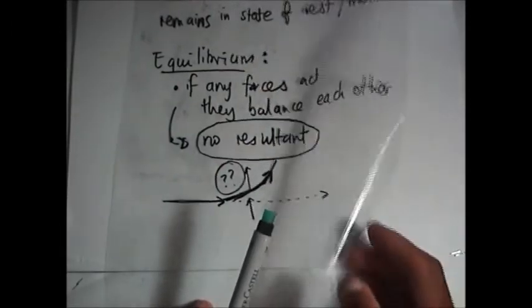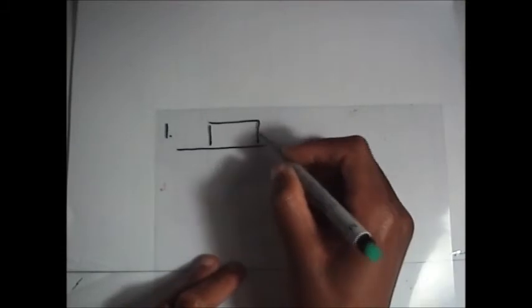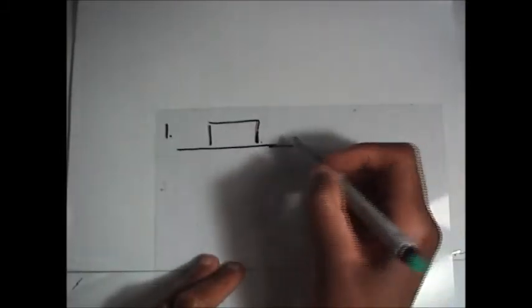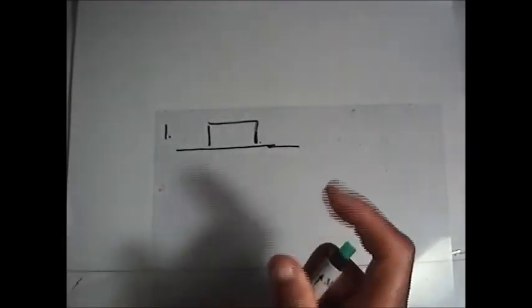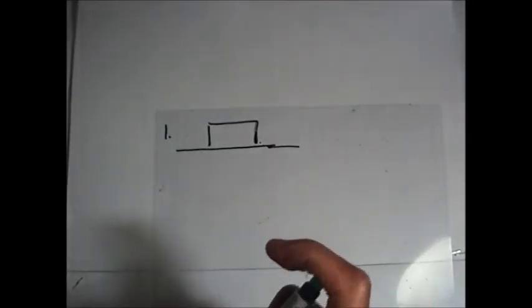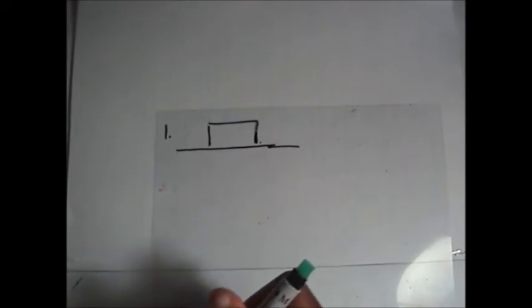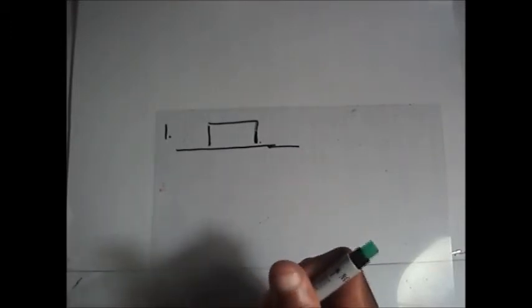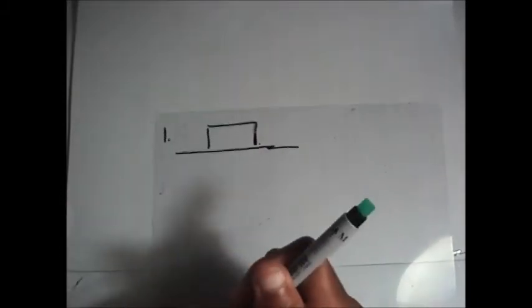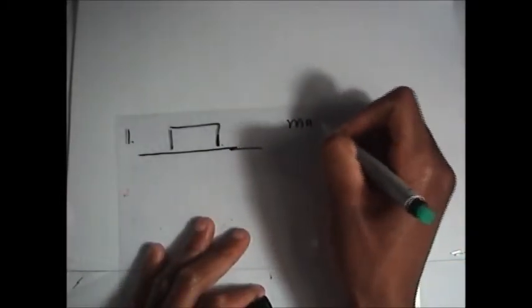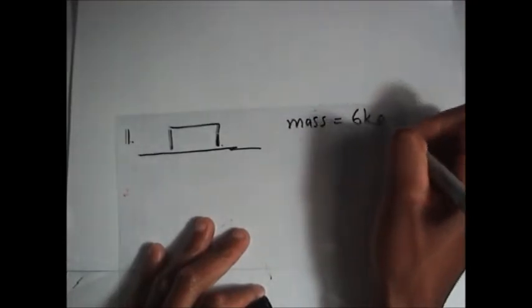So let's get into examples for you to see this equilibrium concept at work. Let's take a simple example, my favorite example, a book on a table. I don't think there are any books that have a mass of 6 kgs. Oh, that would be just too heavy. So now let's take a stone block of 6 kgs. So the mass is equal to 6 kgs.